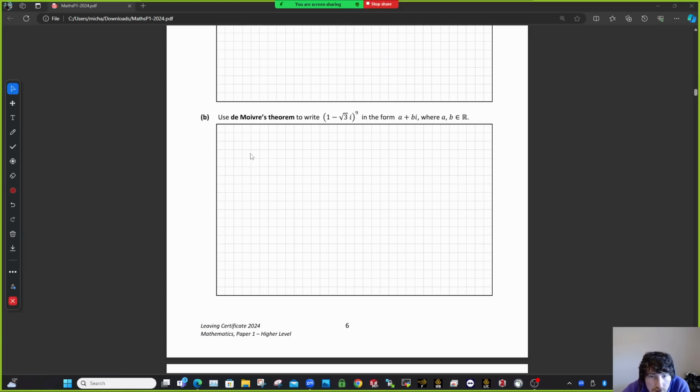Next one's De Moivre's theorem. People mess up here by not converting to polar form correctly. What you want to do is always plot these things first. Which quadrant is it in? It's in this quadrant here. What's the rule for that quadrant? It's 2 pi minus theta.